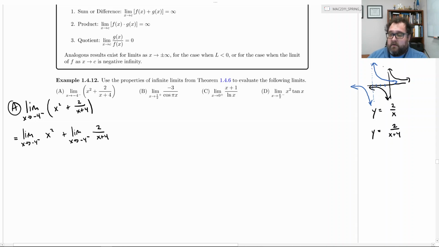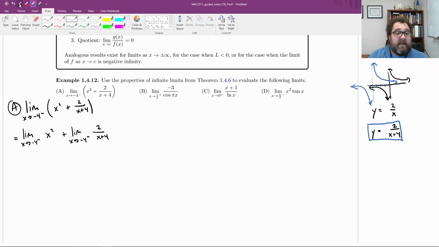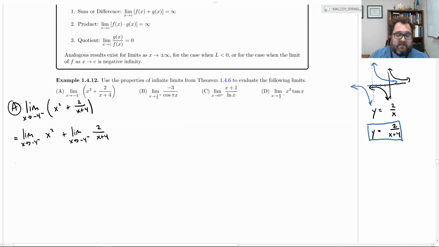So here in blue, I'll box it off in blue, that is y equals 2 over x plus 4. And now we can obtain the limit. In fact, let's do this limit first. It's a quadratic. So we can always evaluate the limit, whether it's a left limit, a right limit, or a two-sided limit. It's a polynomial, specifically a quadratic. You can always evaluate via direct substitution. So it's -4 squared, 16.